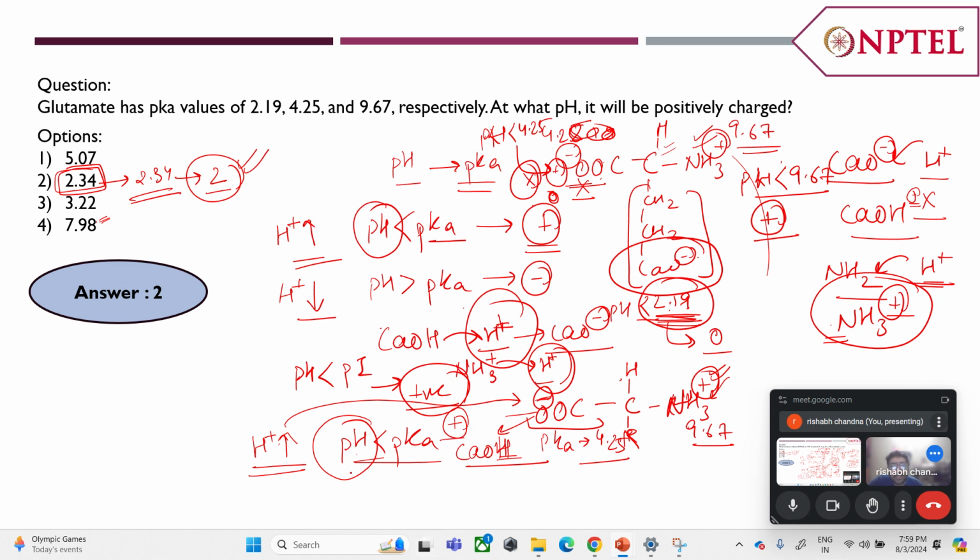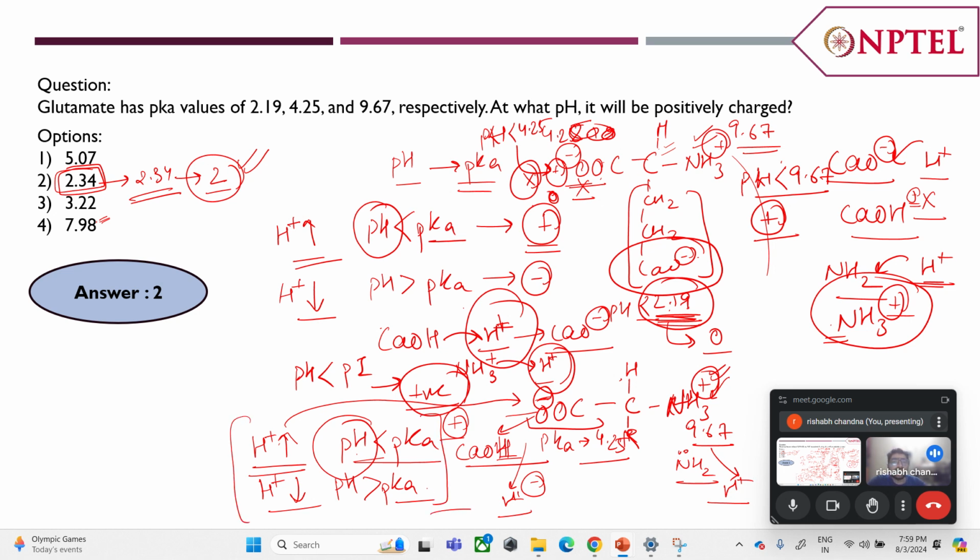And when the pH is greater than the pK value, the H plus ion concentration is low in the solution. So the molecule will donate its H plus ion to the solution. In this case, the COOH will release its H plus ion and become a negatively charged moiety, and the NH3 plus will donate its H plus and become a neutral moiety with a lone pair. So this is how this concept works.